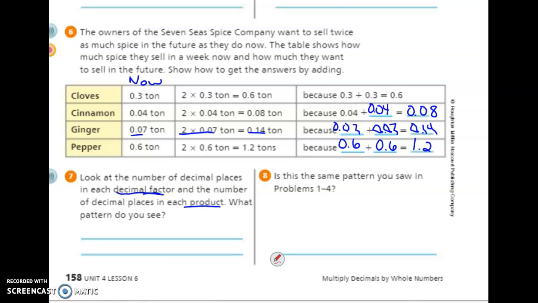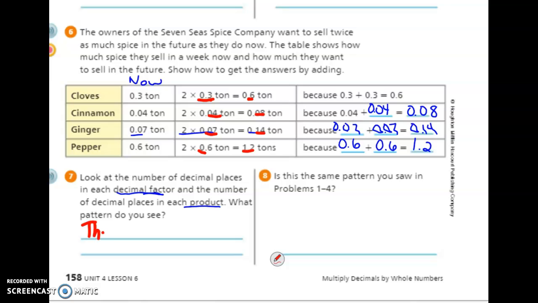So in the cloves, there was a whole number and there was a decimal, right? The decimal had 1 place, 1 in the 3, and look at the answer. It's got 1 right there. Cinnamon, 2 decimal places, 2 decimal places. Ginger, 2 decimal places, 2 decimal places. Pepper, 1 decimal place in the factor, 1 in the product. What do you see? I'm hoping that you're thinking that it's the same.